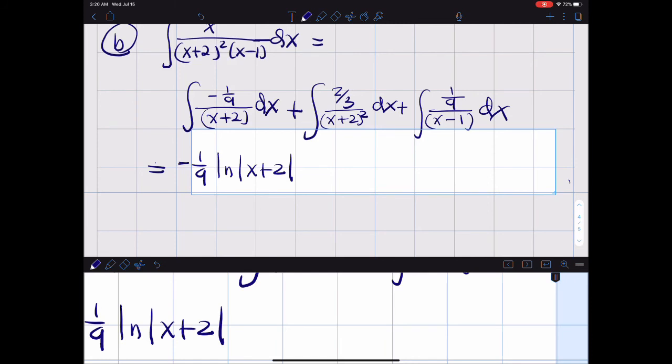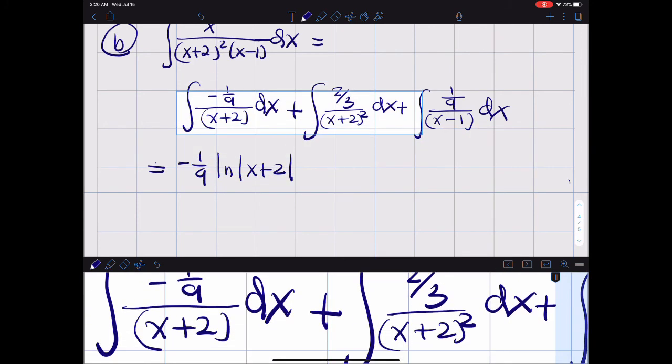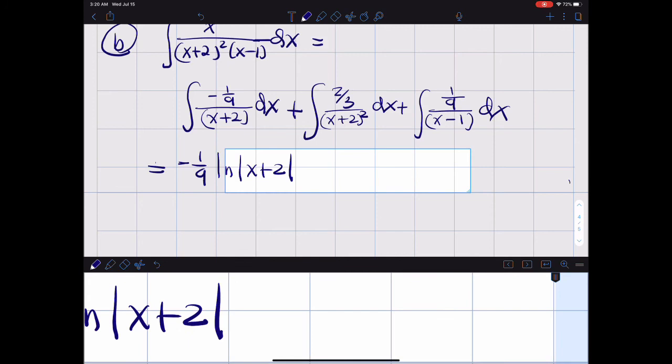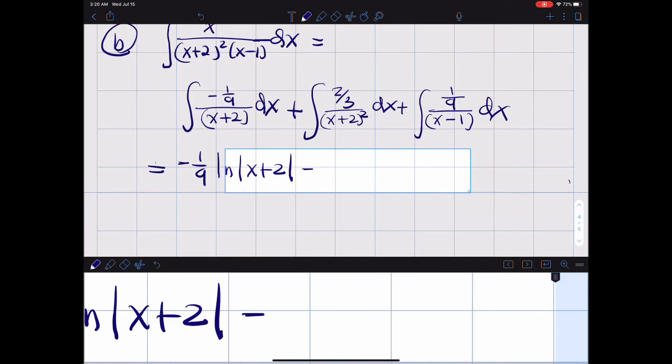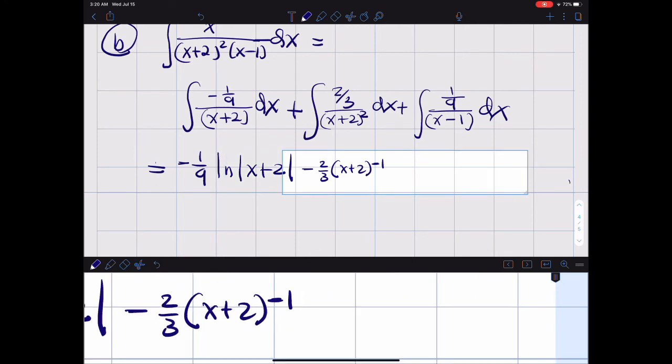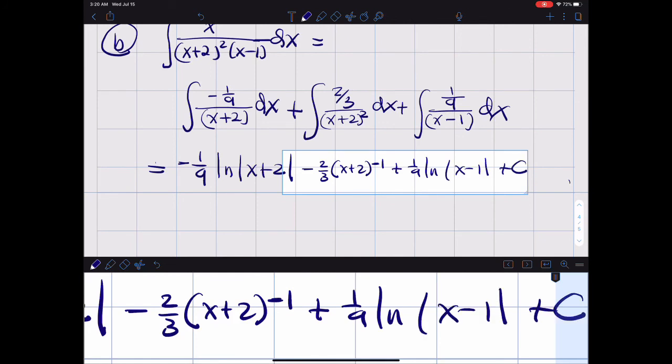I mean, it's easy, but you can't use that formula. You can use U substitution to get the second one. I'm going to write down the answer, and I want you to check it. Use U substitution, let U be x plus 2, and check the answer. 2/3 times x plus 2 to the power of negative 1. And then the third one is 1/9 natural log of x minus 1 plus c.